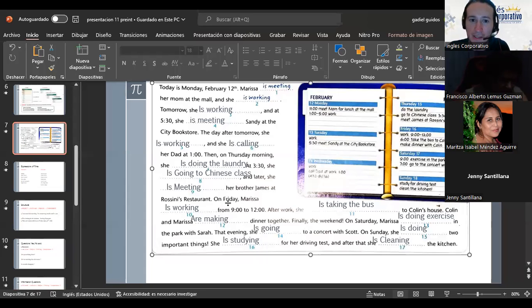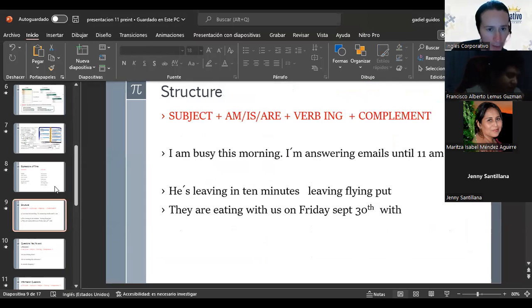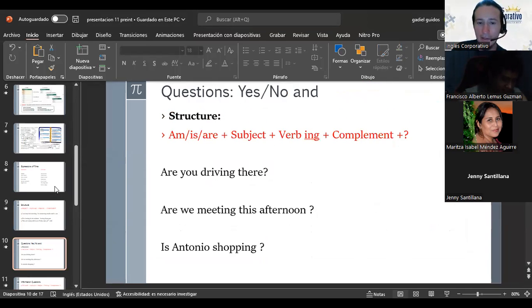Okay, so we already finished with this. I don't know if you guys have any questions about this before we continue. No questions. Okay. Very good. So in this case, we can just continue, guys. Let's continue. Okay, so we have different types of questions, guys. These are some of the sentences that we need to study.